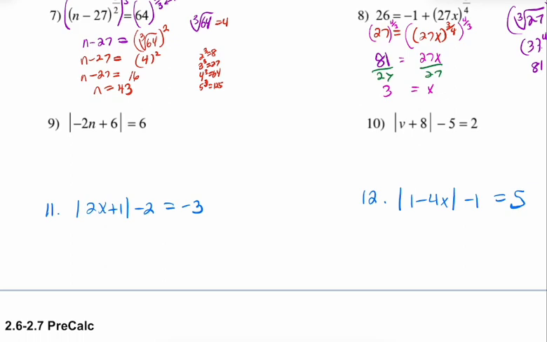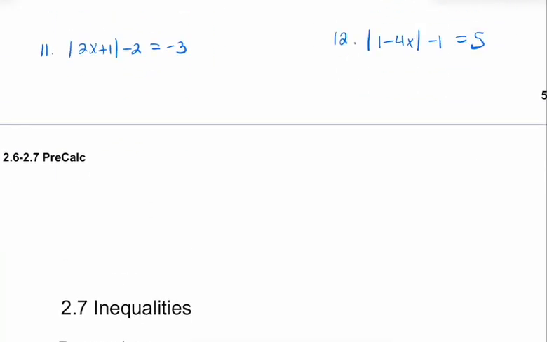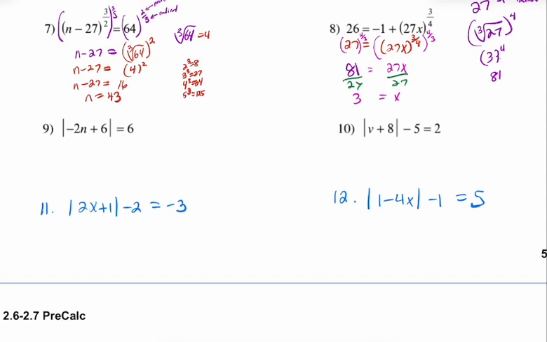So you have the rest of class to work on these 4, work on any of the ones that you had from the beginning of 2-6. Tomorrow we are going to talk about 2-7. Tomorrow is inequalities, so we'll talk about that tomorrow. So you have time now to work on those problems. If you need any help, just ask.